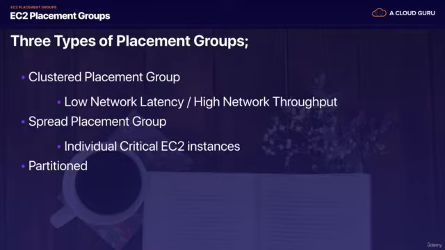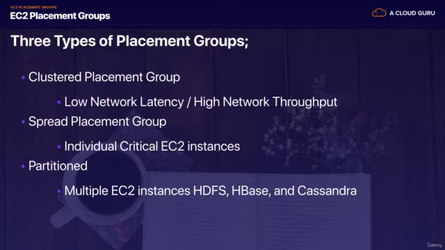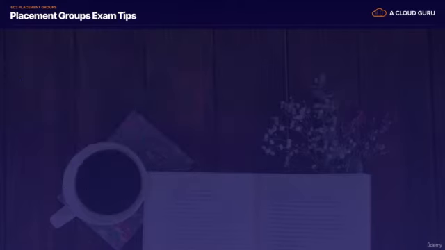Our spread placement group is where we've got individual critical EC2 instances, and we need them to be on separate pieces of hardware. So if one piece of hardware fails, it's going to isolate that EC2 instance. It's not going to knock out two EC2 instances at once. It's only going to be that one EC2 instance. So that's all a spread placement group is. And then partitioned is for multiple EC2 instances. Use cases for this could be HDFS, HBase, and Cassandra clusters. So partitioned is basically just multiple EC2 instances, whereas spread is individual critical EC2 instances.